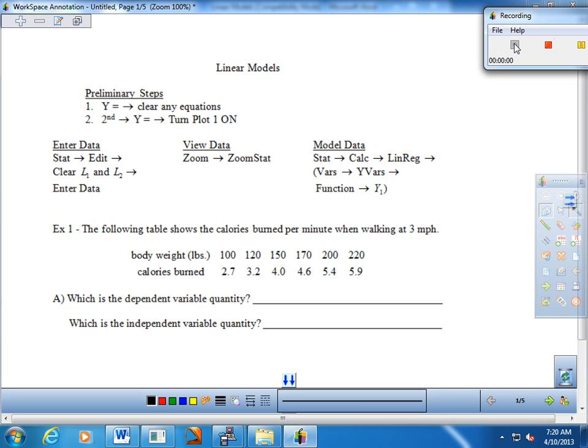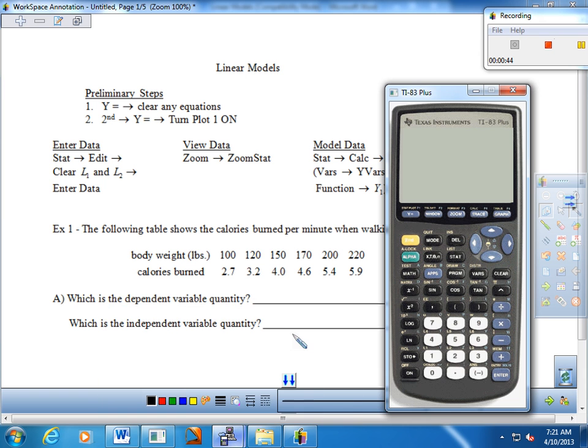So let's do a couple things at the top here to get us started before looking at our first data set. There are a couple preliminary steps that we're going to have to accomplish here. One of these we will go ahead and just do, and you won't have to do it again. So let me bring my calculator up, and then let's go ahead and give this a try.